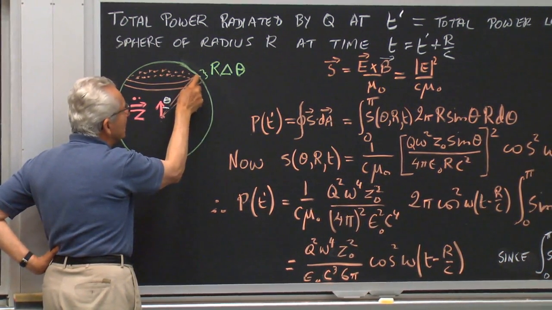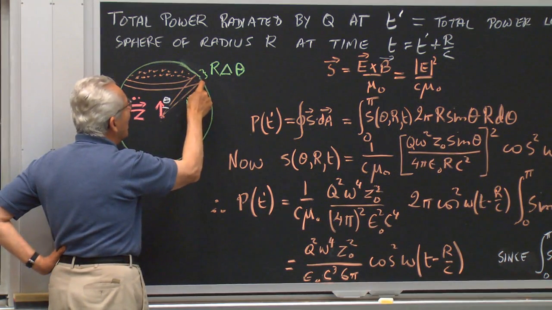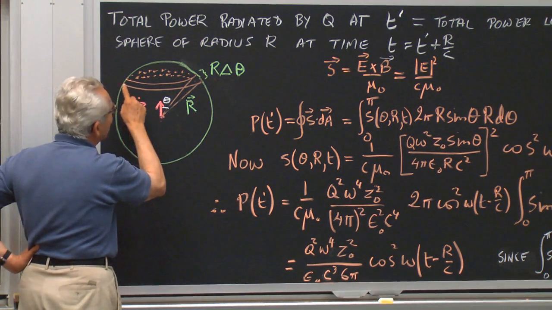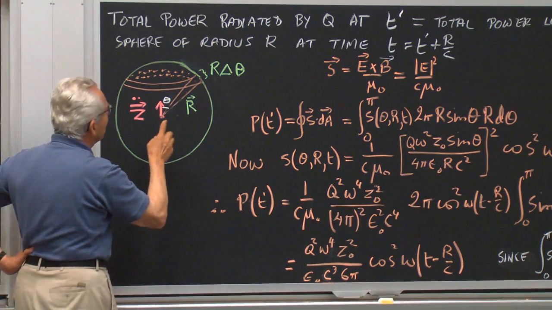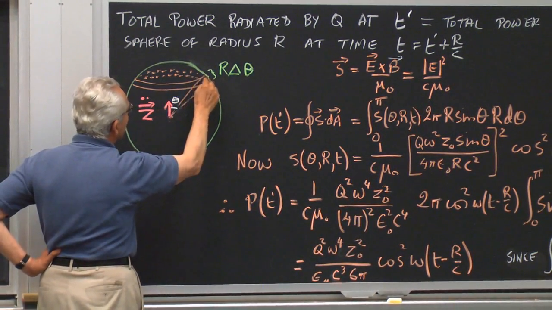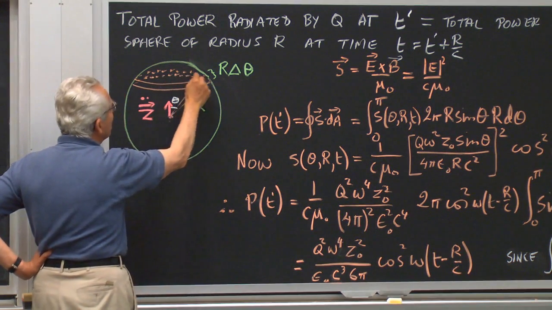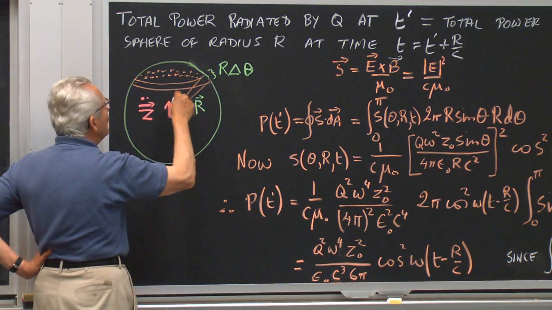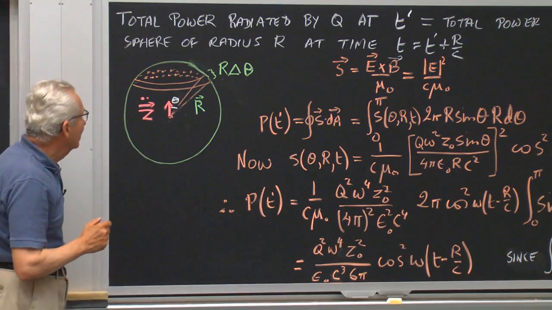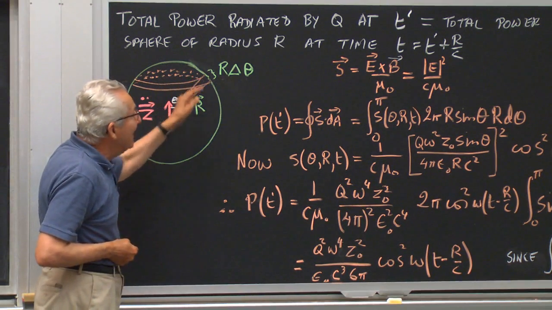So what will be this distance? I'll take this to be d theta. This distance is r, so that distance is r d theta. If I multiply that by 2 pi r sine theta, r sine theta is the radius of this circle, so that this total area going all the way around this sphere is 2 pi r sine theta multiplied by r d theta. Okay? So now along this, everywhere S is the same.